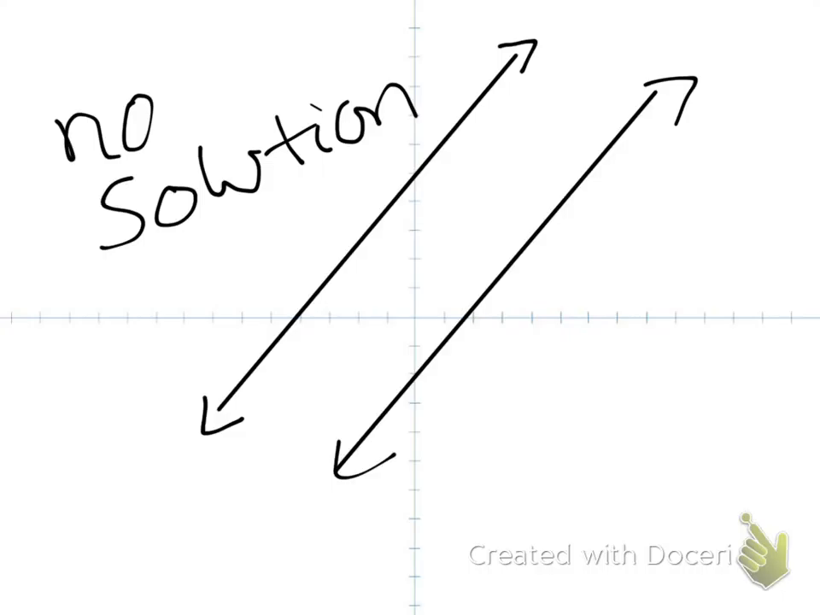Or if you want to get really fancy, you can do the circle with the line through it. That means no solution. And so this system is inconsistent.